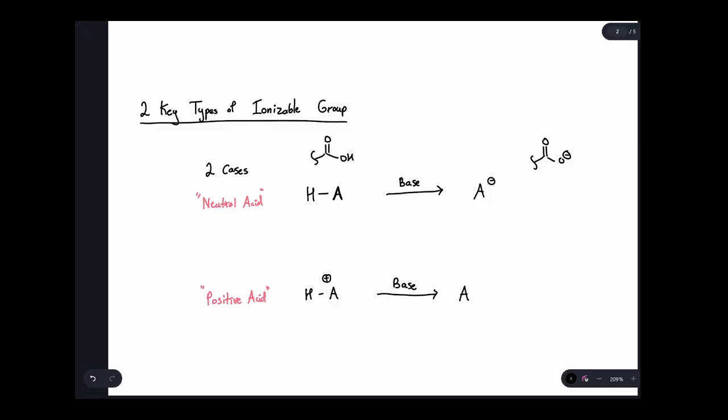For the positive acid, this is something like NH3+. NH3+ is the HA form that turns into NH2, the A form. The A form in this case is neutral. I call this the positive acid because the acid in its HA form has a positive charge. But regardless, it's important to recognize what is the HA form and the A form for these functional groups. You'll see how this is really crucial as we move on.